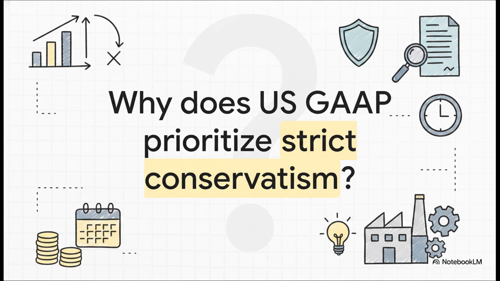Which leads us with a really fascinating question. If an asset's value drops, GAAP forces a permanent write-down. But if it bounces back, you can't write it back up. So why does US GAAP prioritize this strict conservatism over current market reality? I'm going to let you ponder that thought. Think about the underlying theories of accounting and protecting investors as we wrap up this module.